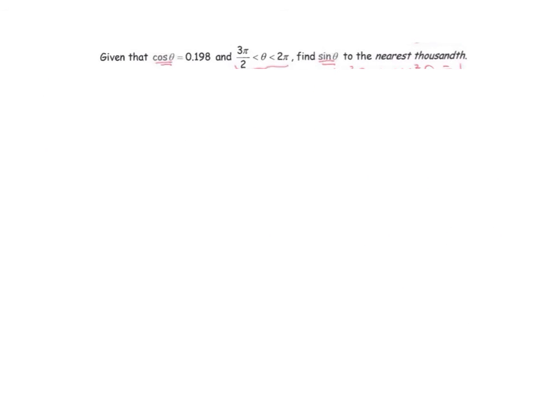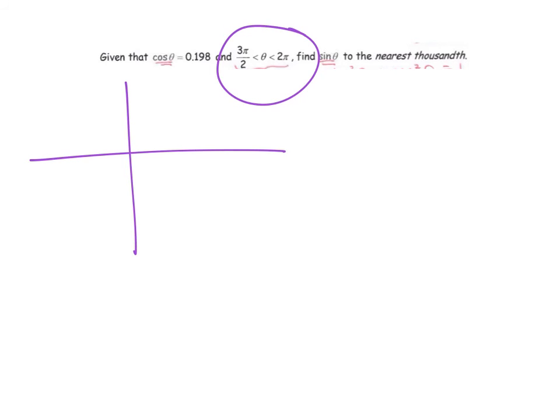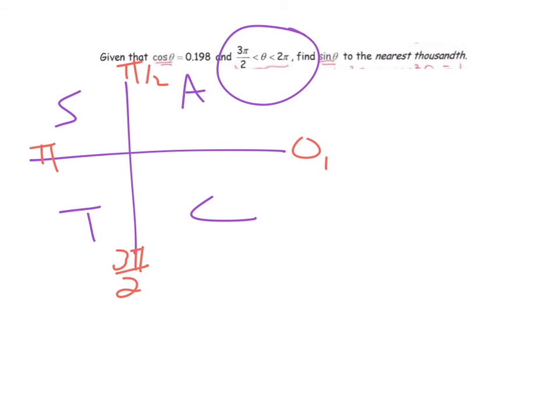Given that cosine theta equals 0.198, and look, they tell you the quadrant, how nice, find sine theta. So again, all students tip cows, and label my angles, my quads. This is 0, pi over 2, pi, 3 pi over 2, 2 pi. And they're telling me I have to be between the 3 pi over 2 and the 2 pi. That's this quadrant here.